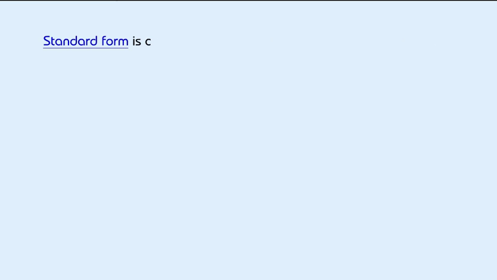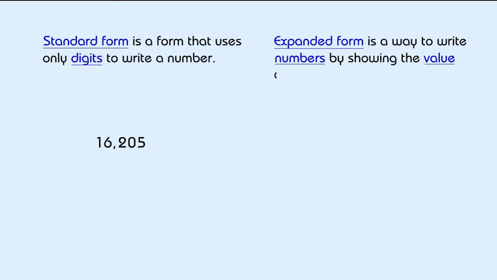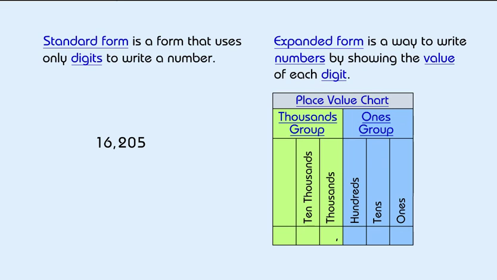Standard form is a form that uses only digits to write a number. Let's look at the number 16,205 written in standard form. Expanded form is a way to write numbers by showing the value of each digit. This is an example of the standard form of a number using a place value chart to keep us organized. To write the number in expanded form, we have to think about the place value of each digit in the number.